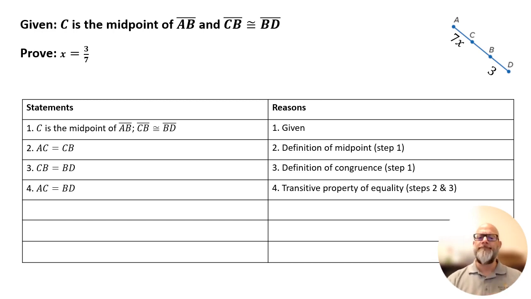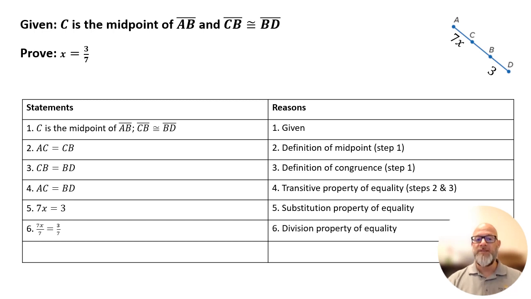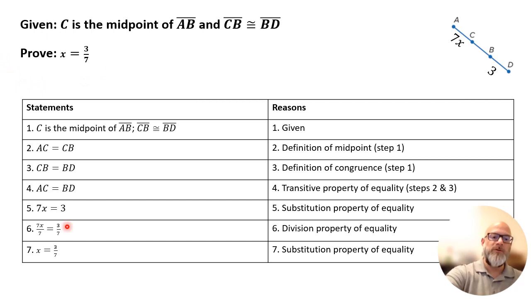All right, what was the next step? 7x equals 3 by the substitution property of equality. Then we apply the division property to both sides. Make sure you show the division. And then finally, x equals 3/7. And what do we write for that as a reason? Substitution property of equality. How do we know we're done with our proof? Because what we're trying to prove has in fact been proven.